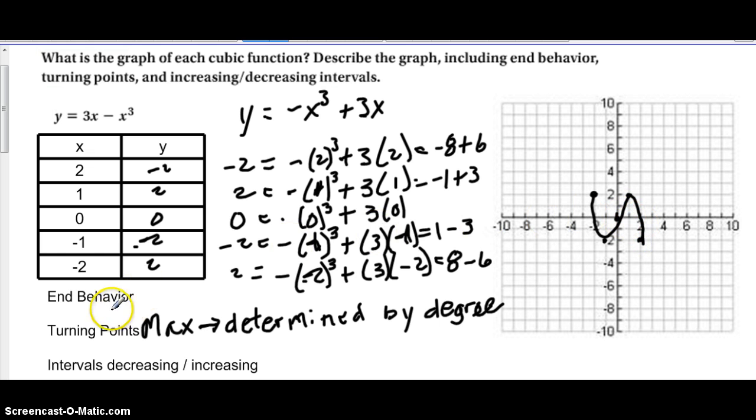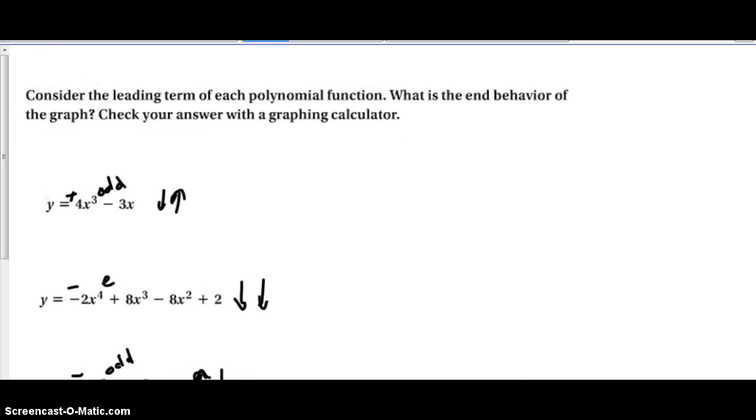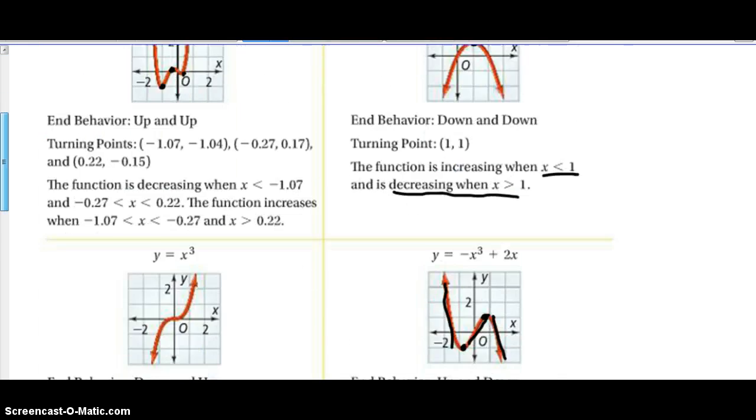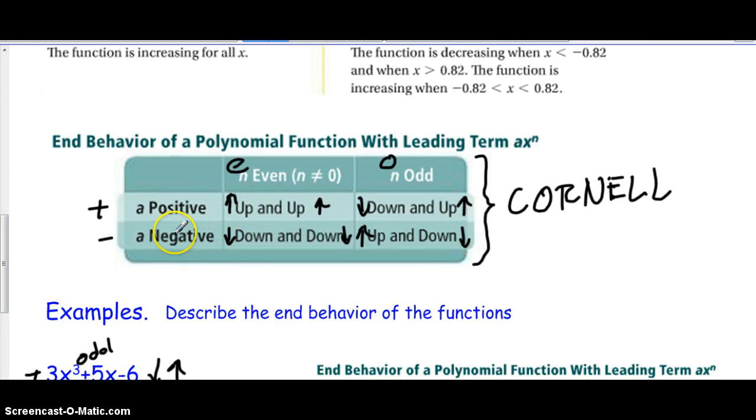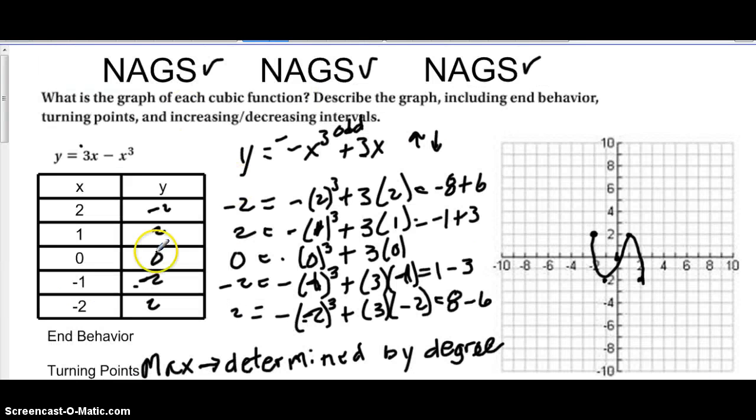Now, remember, we have to take a look at the end behavior, and this was negative odd, so that means it's going to be up, down. Let's go back and check our notes on that, make sure that's right. We had a negative odd, up, down, good. And so it's going to be up and then down.